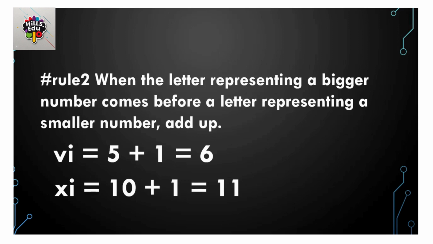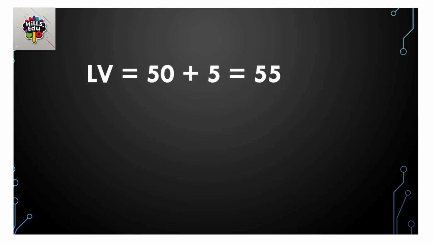XI, that is 10 comes first, followed by 1. So since 10 is bigger than 1 and it comes first, that will be 10 plus 1, which is 11. Let's look at more. LV. L represents 50 and V represents 5. So bigger letter followed by the smaller one. Okay. So L, which is 50, plus 5, and that gives you 55.